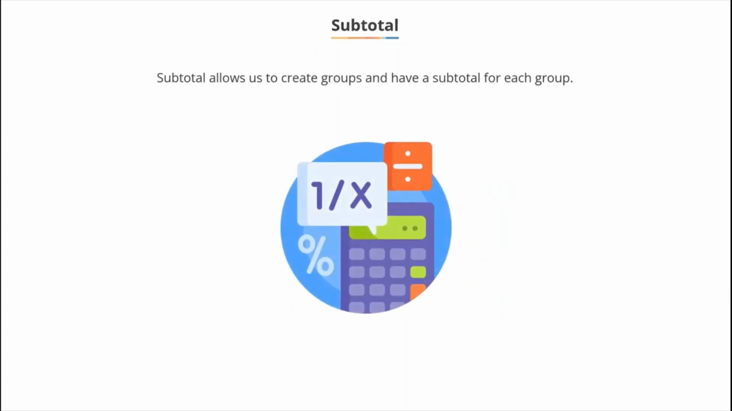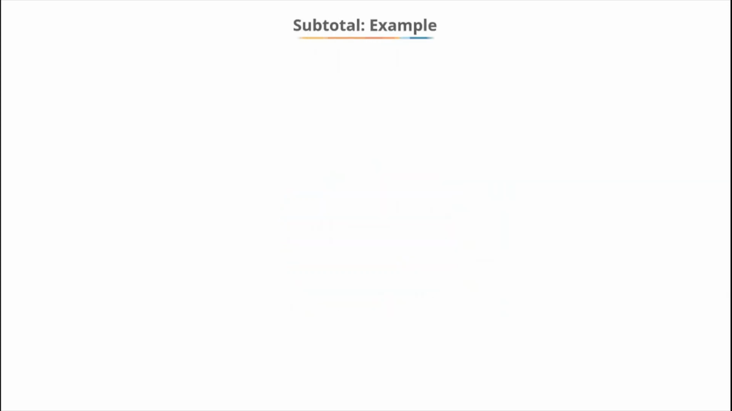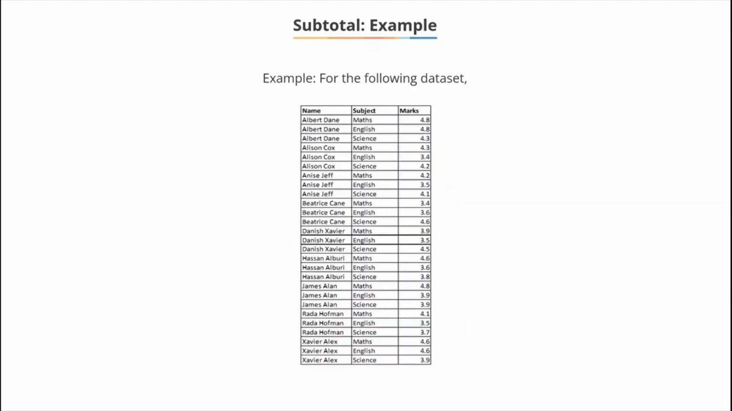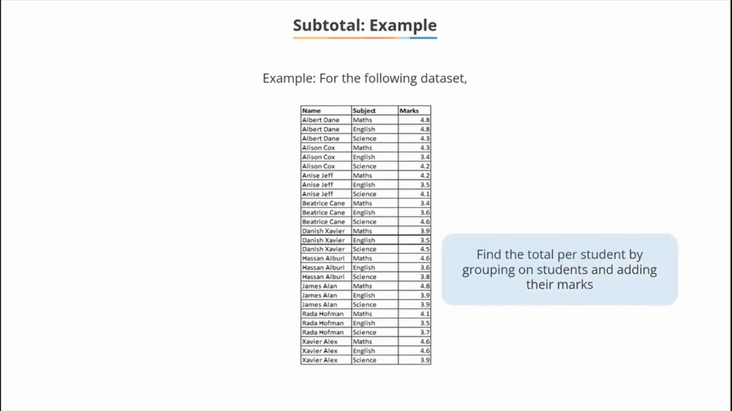Now, let us understand the concept of subtotal. Subtotal allows us to create groups and have a subtotal for each group. Let us understand this by taking an example. For the following dataset, we can find the total per student by grouping on students and adding their marks.